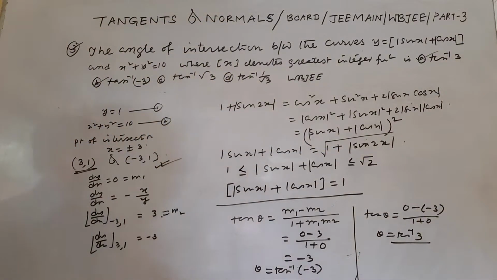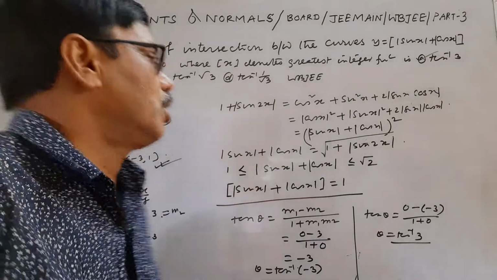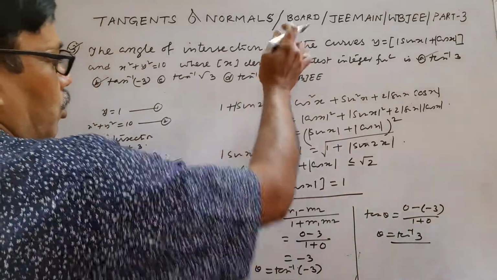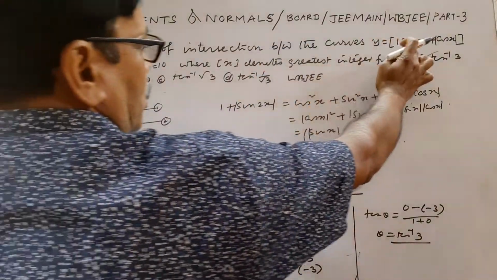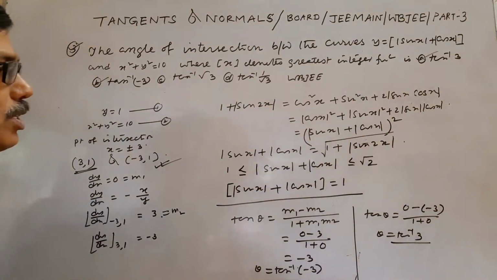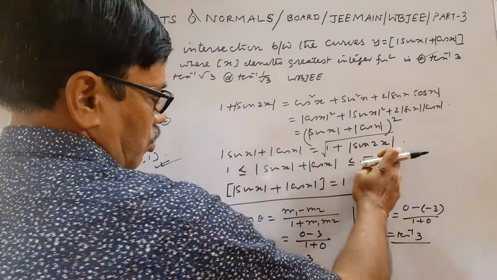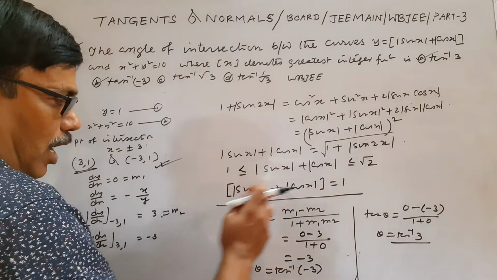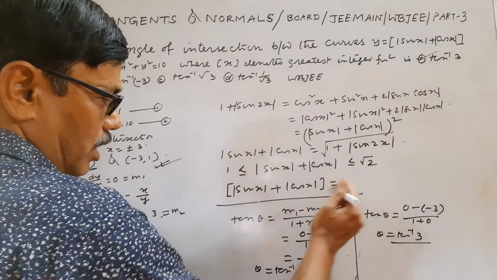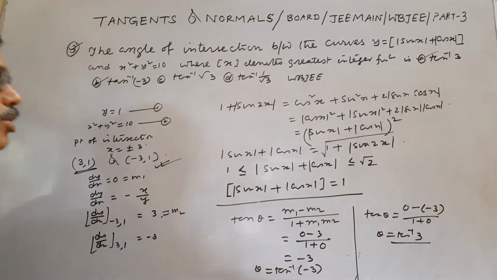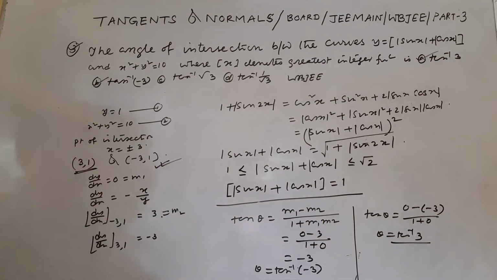Multi-option correct. So only this one you have to look: mod sin x plus mod cos x. Its value lies between 1 to root 2. So what is the integer value? Integer value is 1. Now it is very simple.